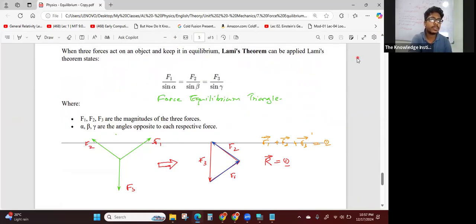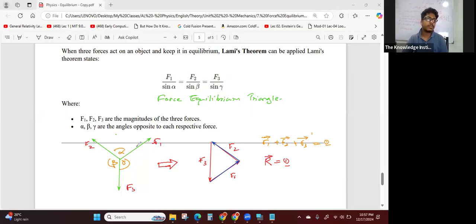So here Lami's theorem says when an object is in equilibrium under the influence of three forces, we can write this equation, where F1 over sine alpha equals F2 over sine beta equals F3 over sine gamma. Here alpha, beta, gamma are the angles between the three forces. So I can indicate here, this will be alpha, this will be beta and gamma. So this is Lami's theorem.